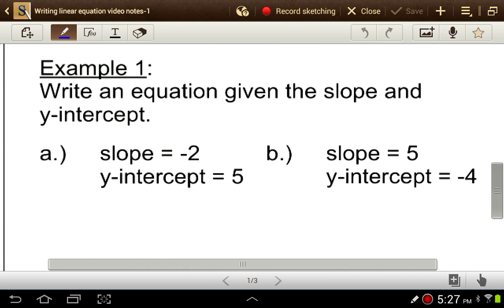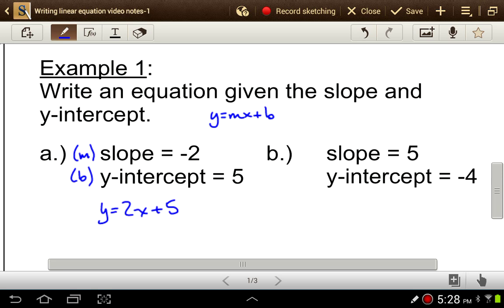First example is just writing that equation given the slope and y-intercept. We're going to use slope-intercept form, which remember is y equals mx plus b format, where slope is the m and y-intercept represents our b. All I'm going to do is plug it in. These are easy because I've just given them to you, so just plug them in. Y equals 2x plus 5. Slope, y-intercept. Plug them in.